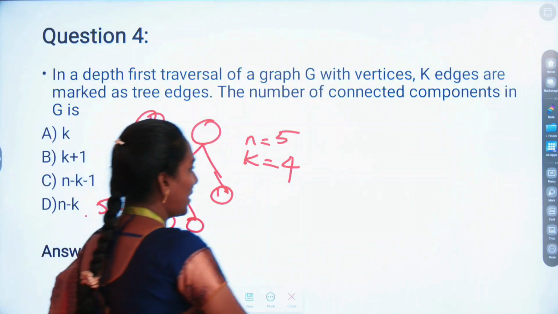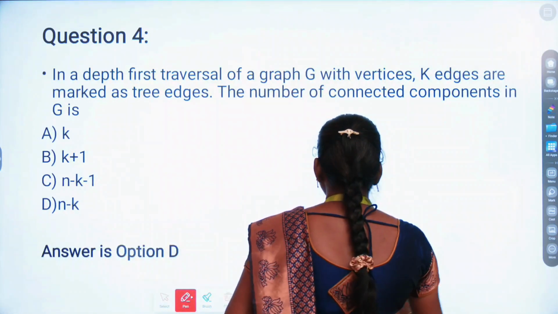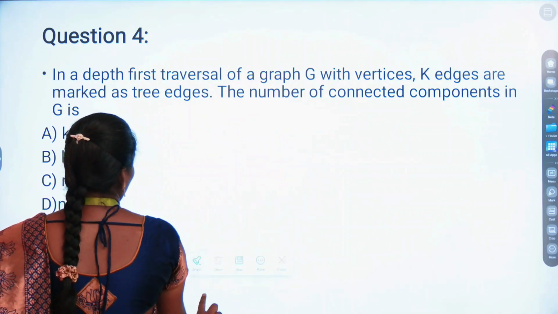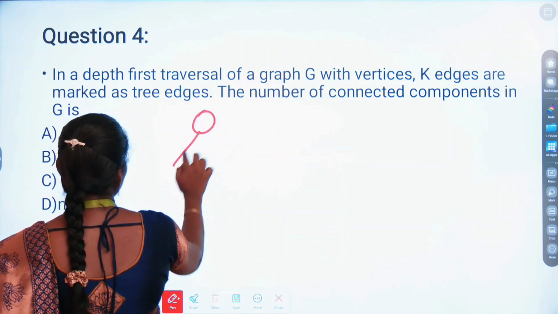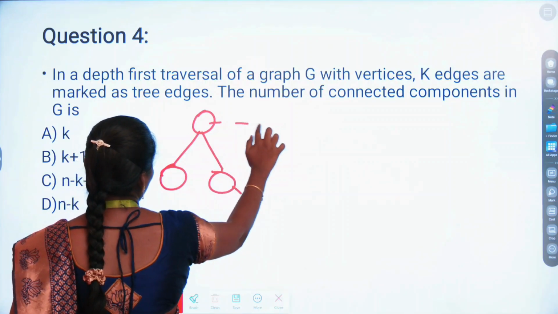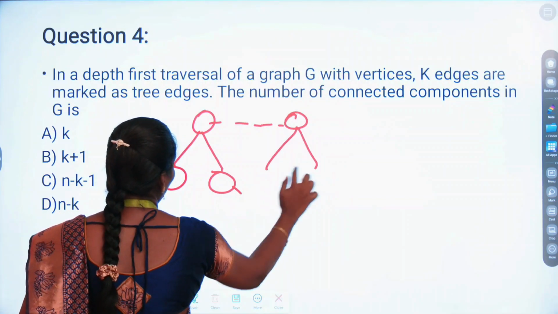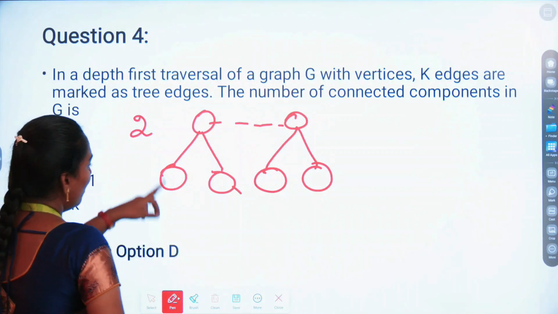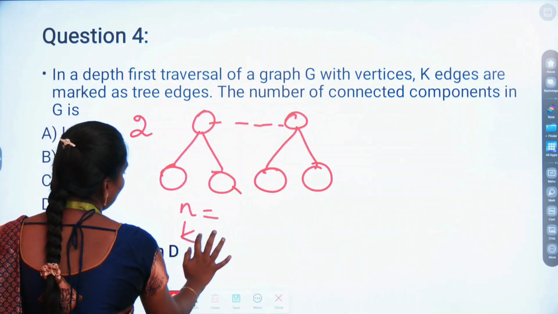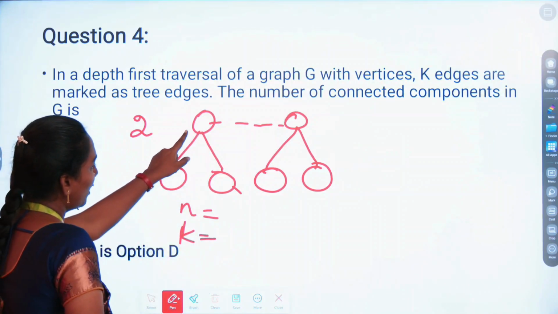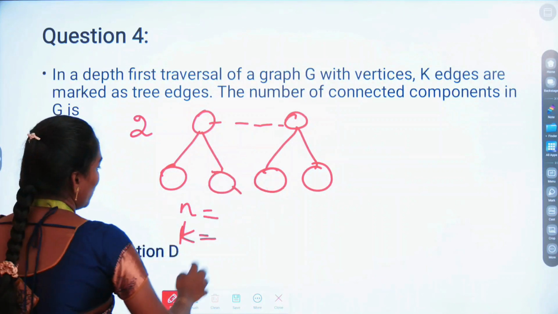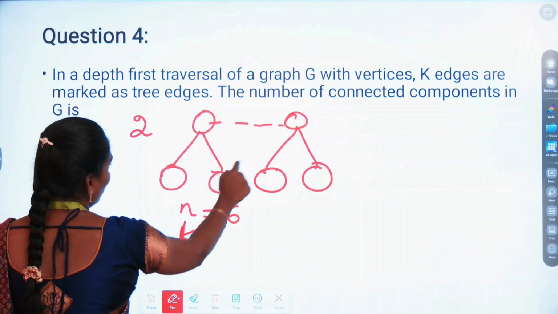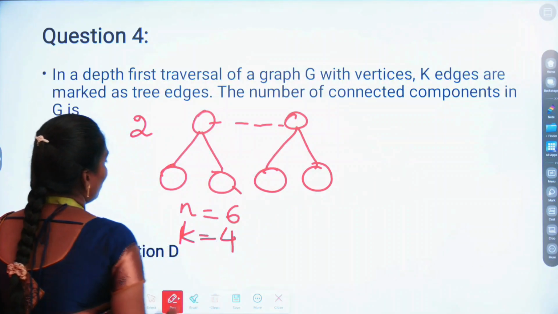In the same way, let us check for 2 components also. Let me take 2 distinct graphs, that is a disconnected graph. So now we have the component value as 2. N is the number of nodes and K is the number of edges. How many nodes are there? 1, 2, 3, 4, 5, 6. So 6 nodes are there. How many edges are there? 1, 2, 3, 4.